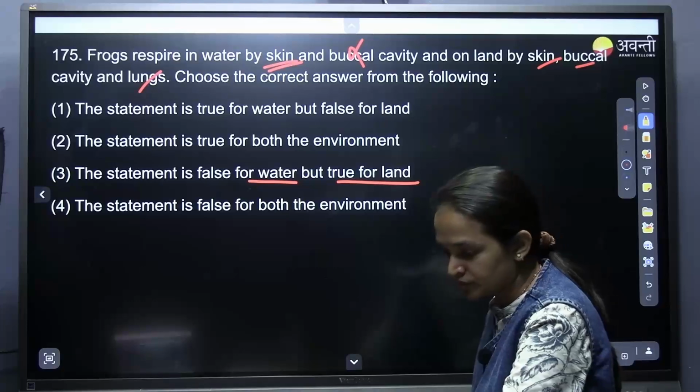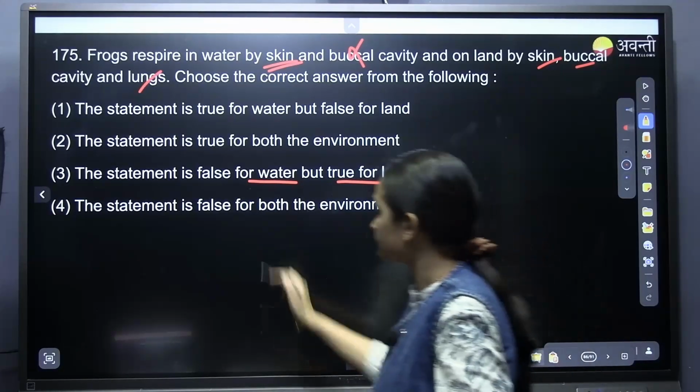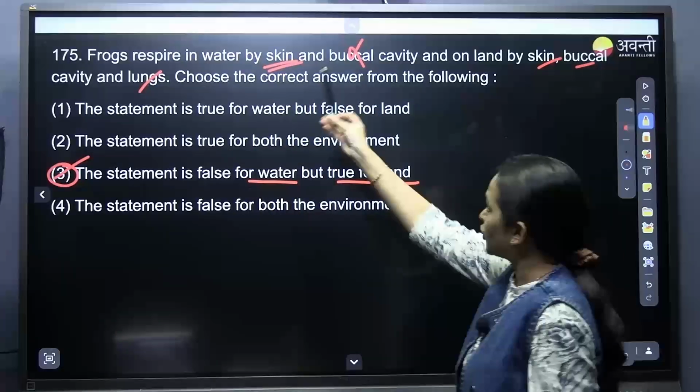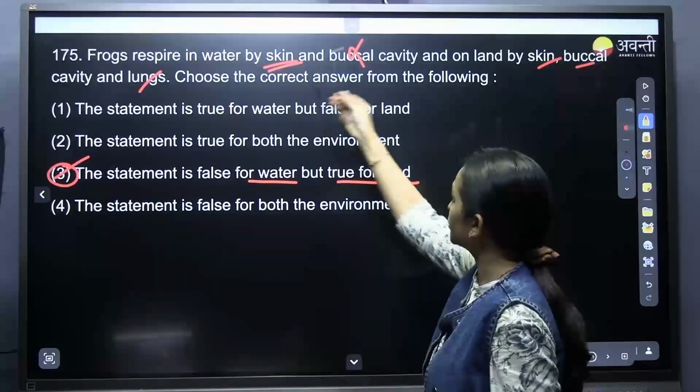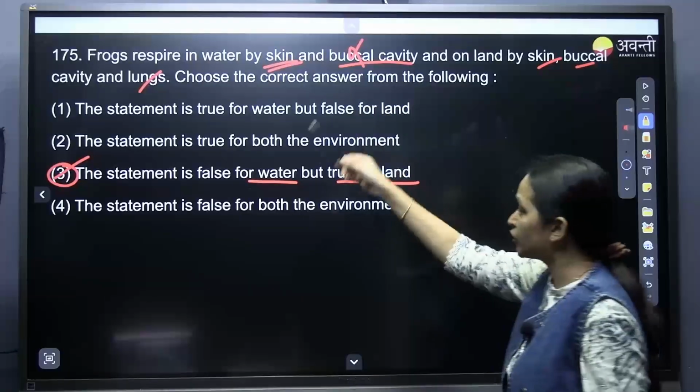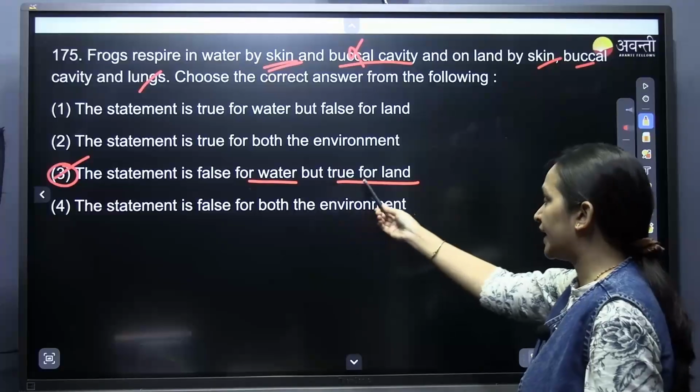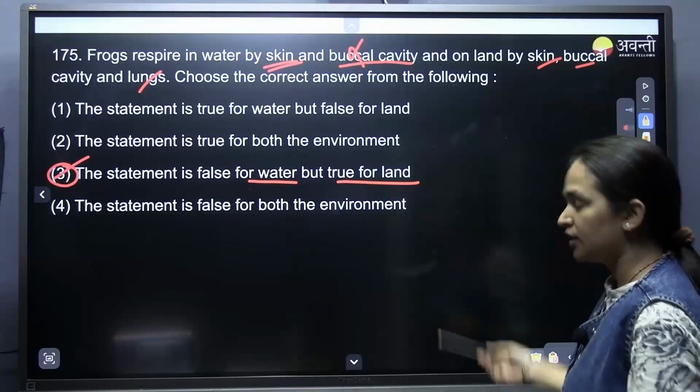Understanding? In water they only respire through skin, not from the buccal cavity. So that's why for the water it is wrong. And on the land, skin, buccal cavity and lungs. For land it is true. They respire through these 3.